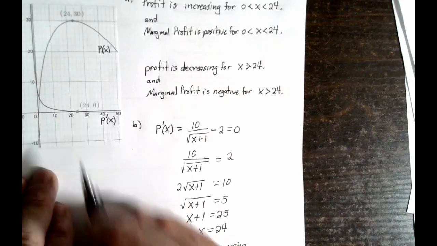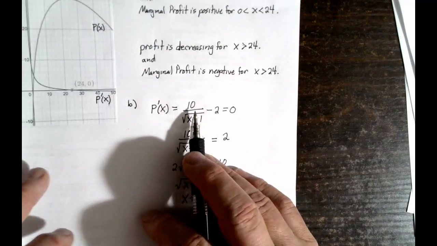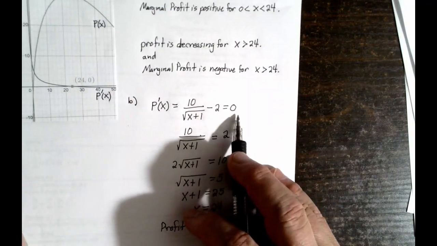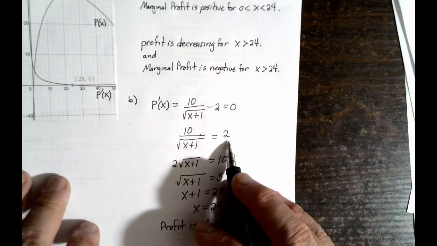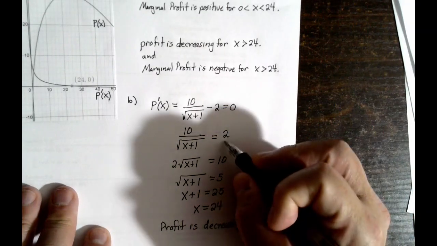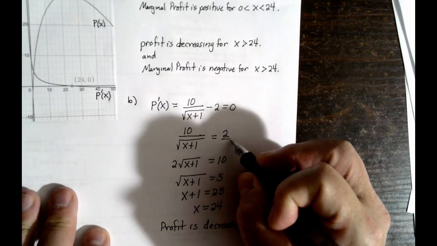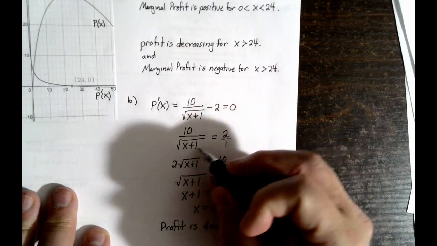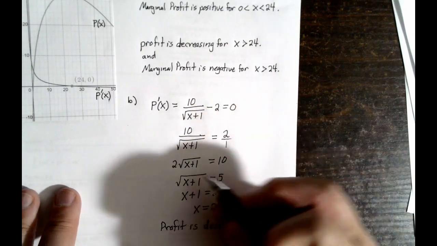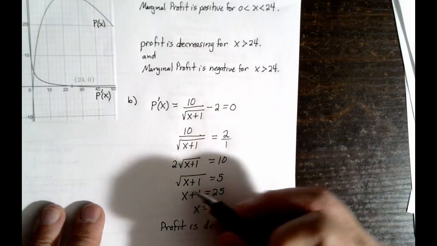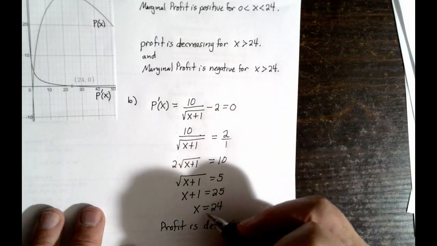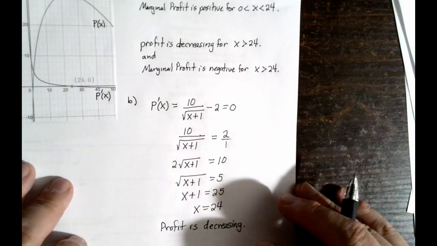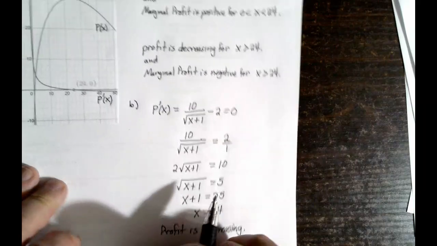How do I know it's 24? Well, because you take the marginal profit and you set it equal to 0. You bring the 2 to the other side, makes it positive. And then you write that as 2 over 1. And you can cross multiply and you get this guy. Divide by 2 and you get this. Square both sides and you get that. Subtract 1 and you finally get x equals 24. That's how we got the answer there.